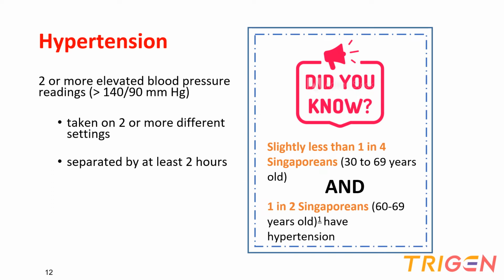Let's now move on to chronic common conditions that our elderly face. The first one is hypertension, or high blood pressure in layman terms. It is defined as having 2 or more elevated blood pressure readings, more than 140/90, taken on 2 or more different settings, with each reading being separated by at least 2 hours. Did you know that approximately 25% of Singaporeans aged 30 to 69 years old and 50% of Singaporeans aged 60 to 69 have hypertension?